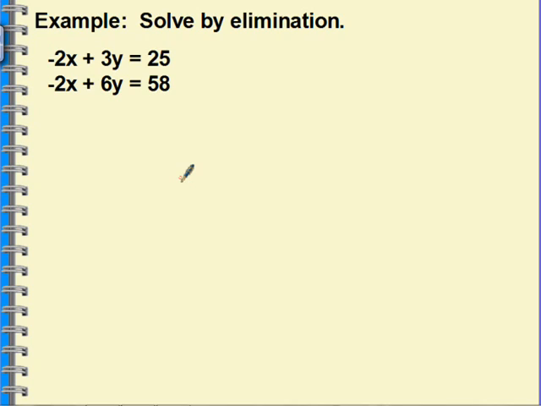Alright, look at this elimination problem. Go ahead, write it down. Negative 2x plus 3y equals 25. And then negative 2x plus 6y equals 58.